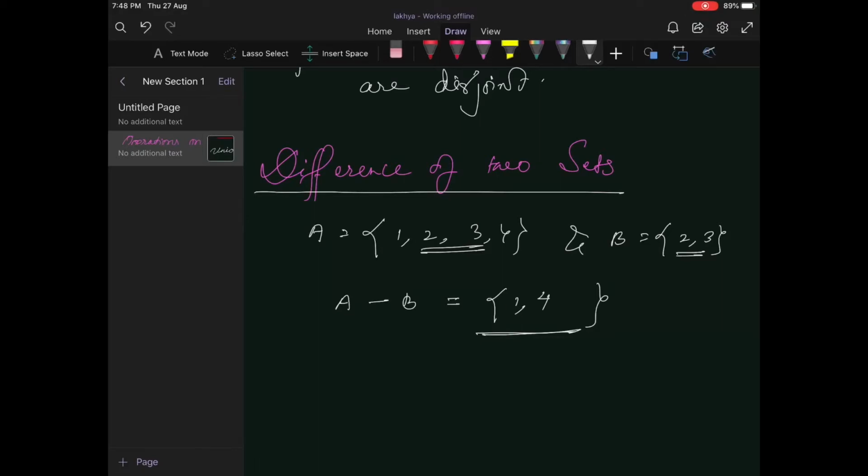So we can define the difference of two sets A and B.